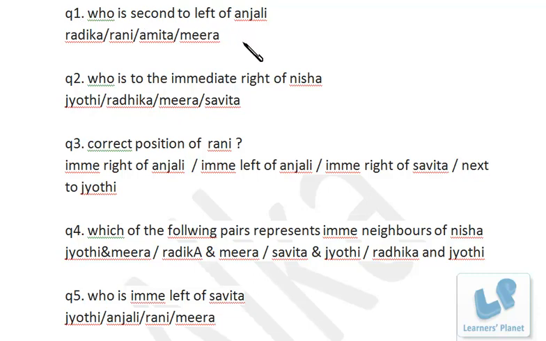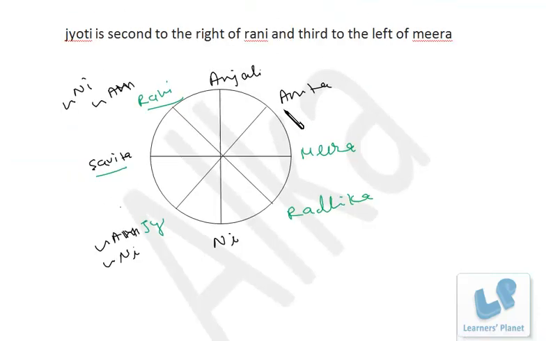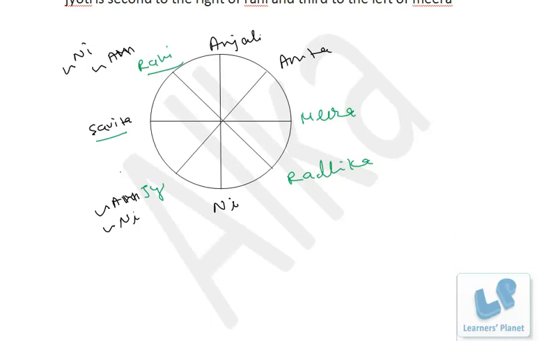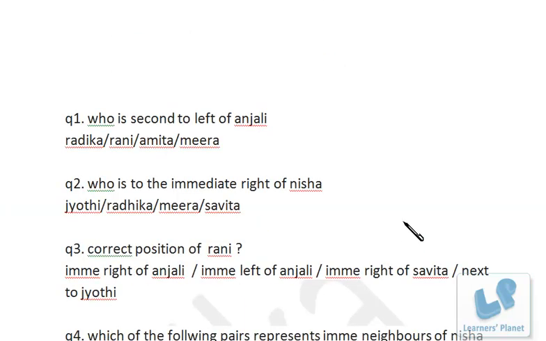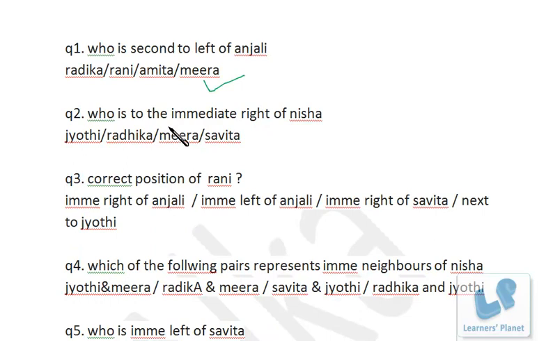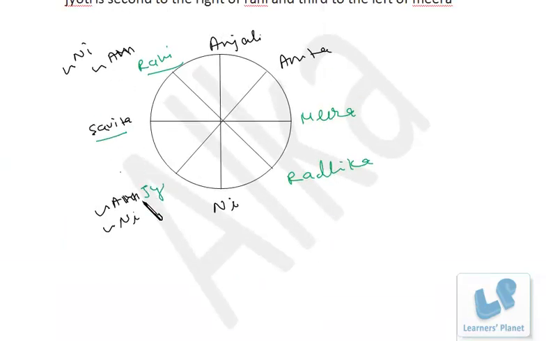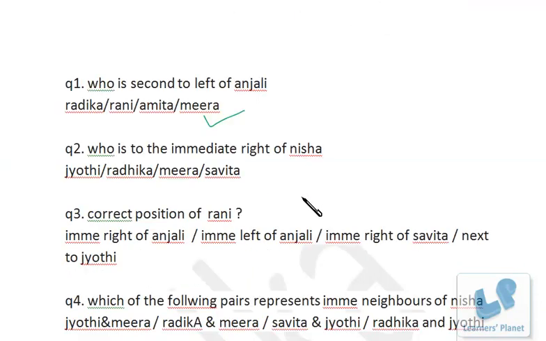Now who is second to the left of Anjali? We can see over here, Anjali's left is Amita, and second to the left of Anjali is Meera, right? That is immediately left, that is second left. So it is Meera. Who is to the immediate right of Nisha? Nisha is this. Immediate right of Nisha is Radhika, right? So that's Radhika.